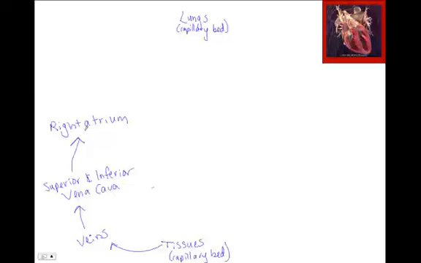So again, the superior and inferior vena cava are going to be our major dumping grounds from the veins. The veins are all dumping into the vena cava that are going to dump into the right atrium of the heart. So then the right atrium will contract and, of course, pump blood into the right ventricle.